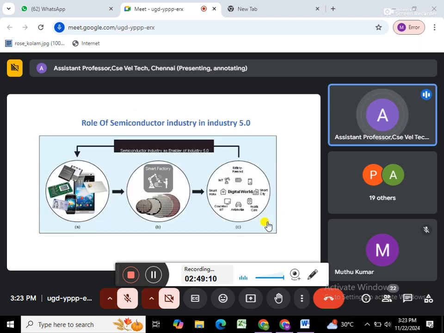The role of semiconductors is very important in Industry 5.0. For those trying to learn some new technology, there is a huge scope for semiconductors for the next 10 to 20 years. Many semiconductor companies have seen their stock value rise because of the high demand. The usage of AI and machine learning is directly proportional to the growth of the semiconductor industry.